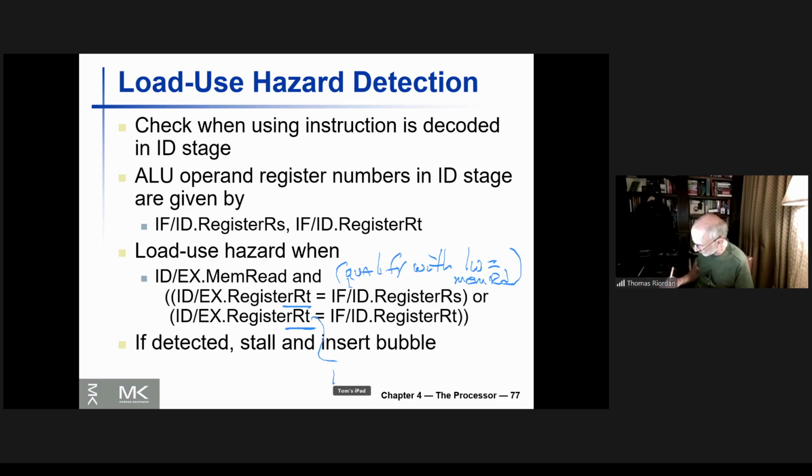And again, you should read this as RD, right? We're really comparing the destination. He just grabbed where he knows the destination field is for a load. So he's just being a little tricky there. It helps with the timing. But again, this is really RD, the RD field of the load. So conceptually, we're comparing against the destination of the load. And again, you just compare it with both RS and RT, either one causes it to have to put in a bubble, and then you stall and put in the bubble.